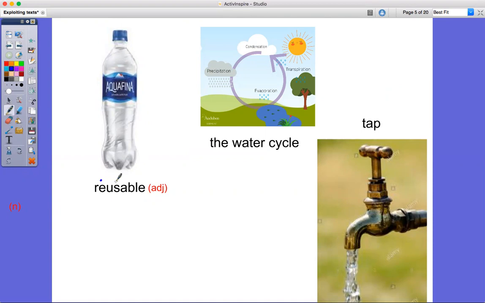And reusable, 4 syllables. Which one is strong? Reusable, the second syllable. So this is dealing with meaning, form, and phonology of the vocabulary, like we did in our training week.